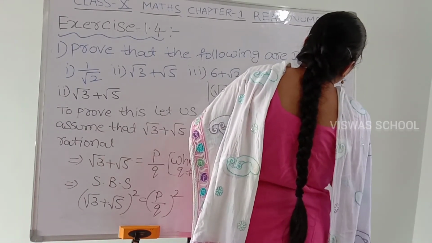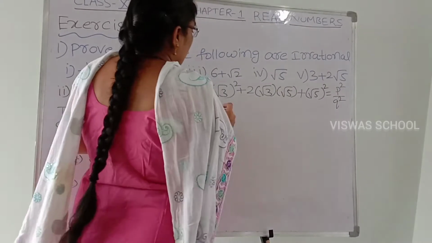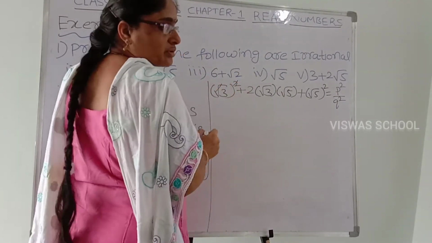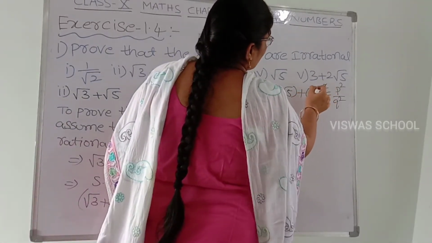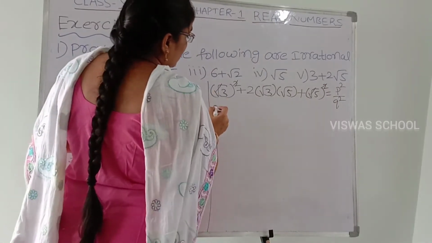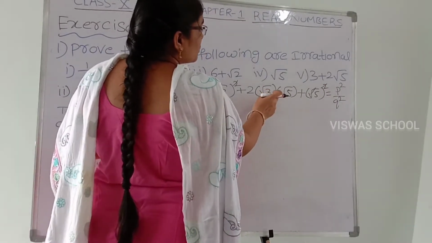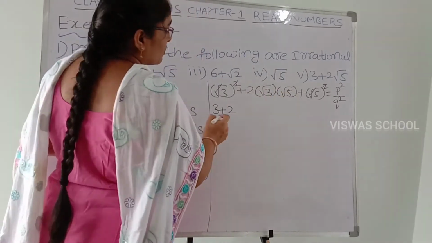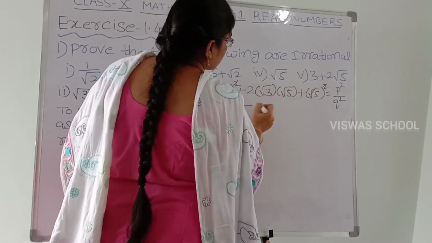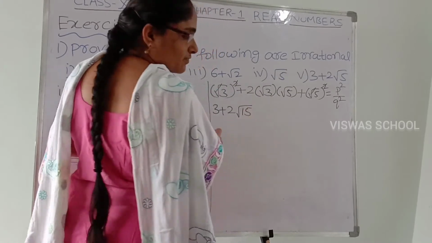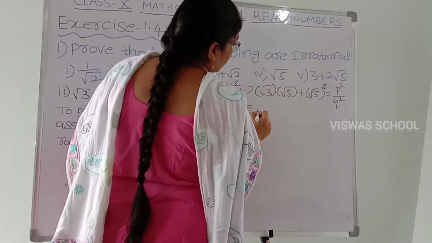P square by Q square. Now square and root cancel, and here also square and root cancel. Now it is 3 plus 2 into root 3 into root 5, that is, root 3 fives are 15, so 2 root 15, plus here 5.